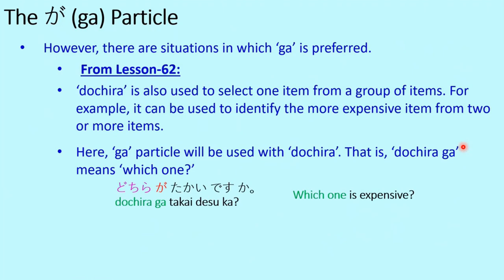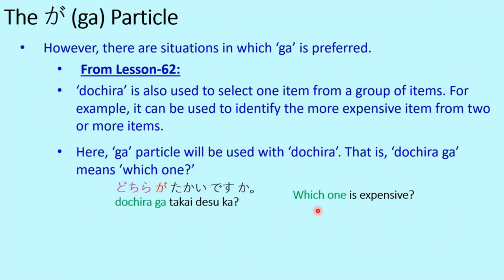Now in lesson 62, the previous lesson, we discussed dochira, and there we came across the usage of ga. Dochira is used to select one item from a group of items. For example, it can be used to identify the more expensive item from two or more items. In that case, ga will be used with dochira. That is, dochira ga takai desu ka? Dochira ga takai desu ka means which one is expensive. So here dochira wa takai desu ka will not be used. Dochira ga takai desu ka will be used.